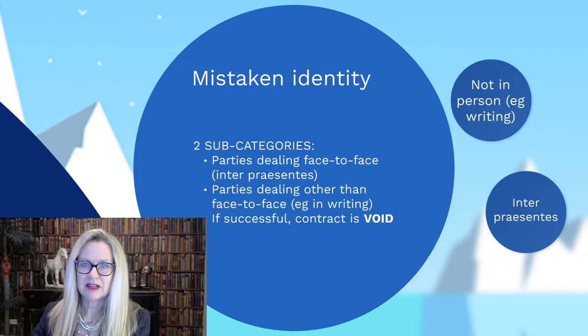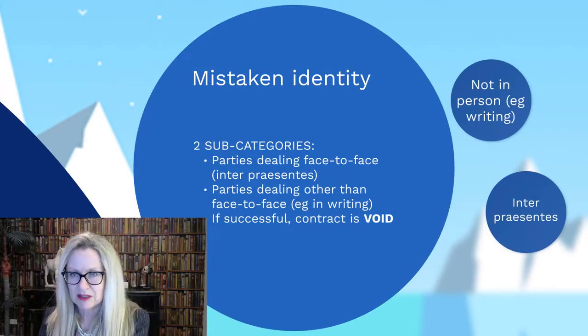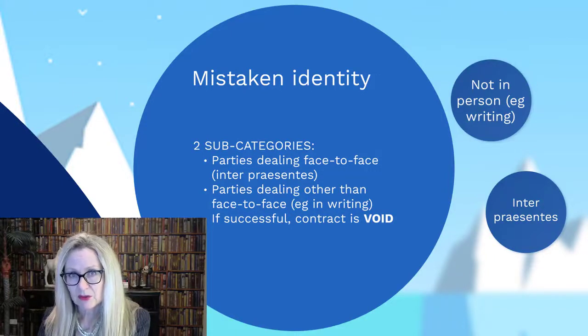First one is mistaken identity. And the way that you deal with mistaken identity really depends on whether the parties were dealing face-to-face, we call that inter presentes, or whether you're dealing at a distance from them, for example, by writing. So dealings other than face-to-face. If you raise a successful argument of unilateral mistake of identity, again, at common law, the contract is going to be void.